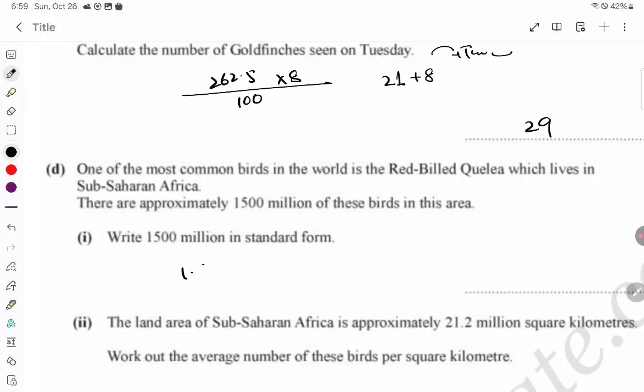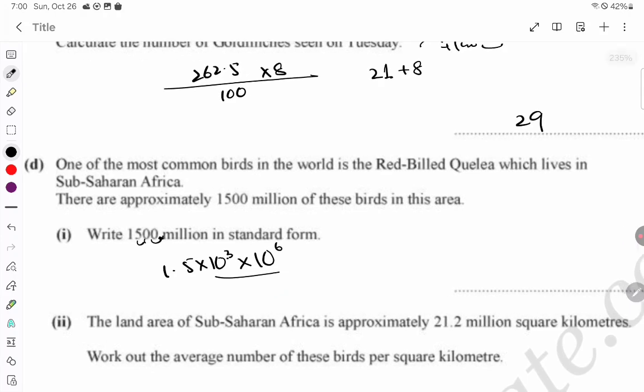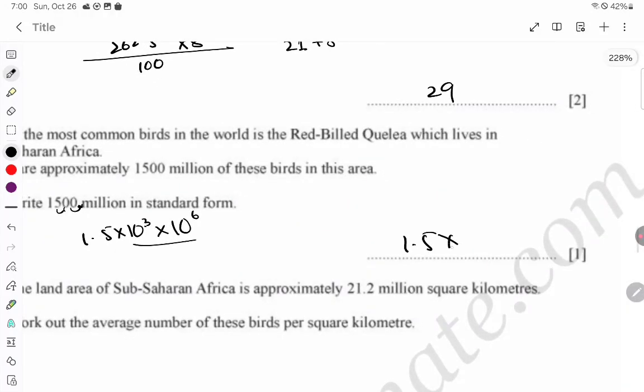Simply 1.5, assuming this is our point, shifting to the left hand side, 1, 2, 3. So it will become 1.5 exponent 3, and for the million, exponent 6. Add both, it will become 1.5 exponent 9. This 10 exponent power 6 we use for the million.